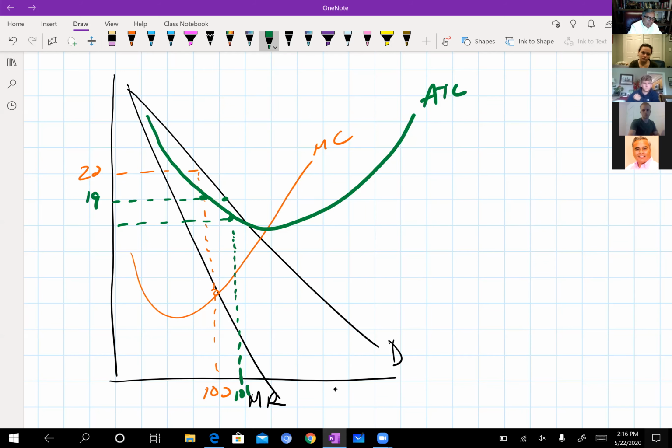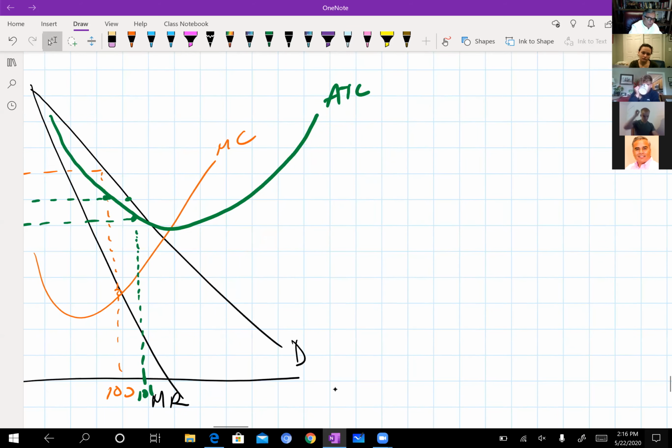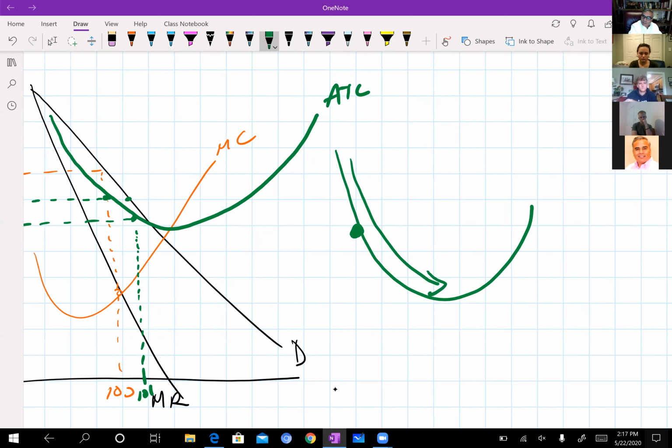Now let me move the average total cost curve by itself, something like this. The company is producing right here, someplace right there. Remember, from here to here, we're experiencing economies of scale. The cost of production is decreasing. This is the constant return, and from here, it actually begins to increase. So as you can see, a monopoly is always producing somewhere right here. In other words, they are not producing at the most efficient point.